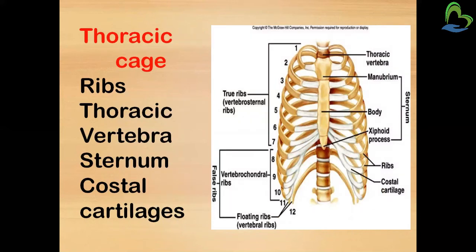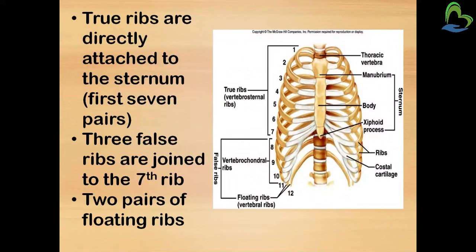Now the thoracic cage. So ribs, thoracic vertebrae, sternum, and costal cartilage are the parts of the thoracic cage. Okay, so there are two types of ribs, true and false, and the third one is floating. The true ribs are directly attached to the sternum. You can see the first 7 ribs are included. The 3 false ribs are joined to the 7th rib. You can see in the picture that ribs 8, 9 and 10 are joined with the 7th. And there are 2 pairs of floating ribs. Okay, so 11 and 12 are both floating ribs.